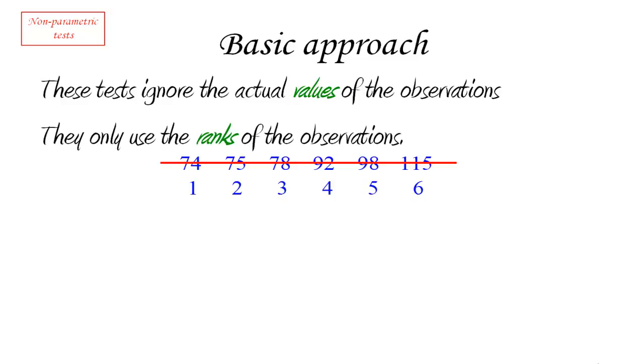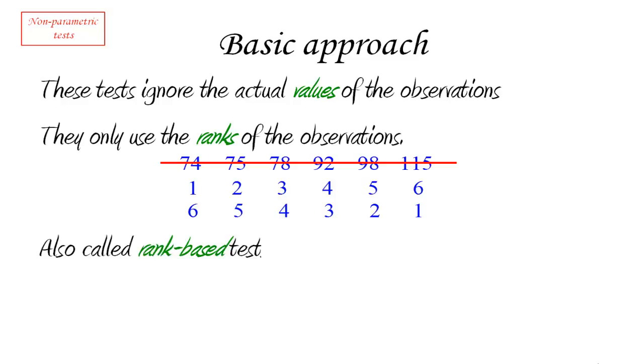Actually, that's not really important. I can also rank them from the highest to the lowest, whatever makes more sense to the researcher and to you. However, the tests that we're going to be looking at work exactly the same way, no matter how you rank them, from highest to lowest or from lowest to highest. Okay? So because of this, these tests are also referred to as rank-based tests, because all they use is the ranks of the observation, not their actual values.